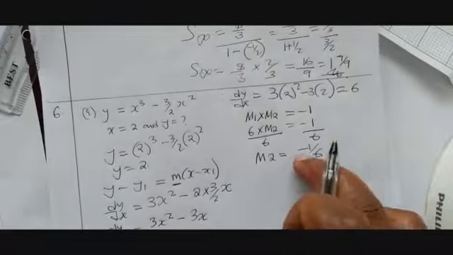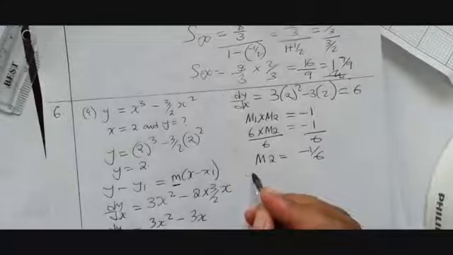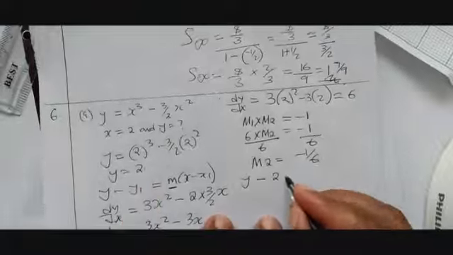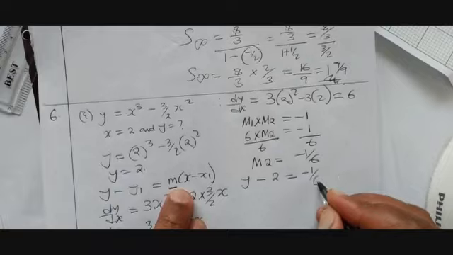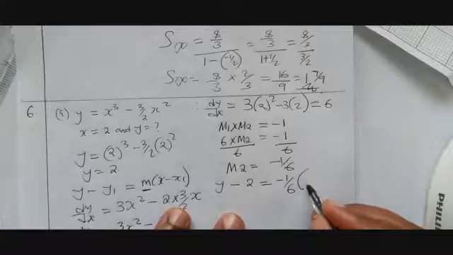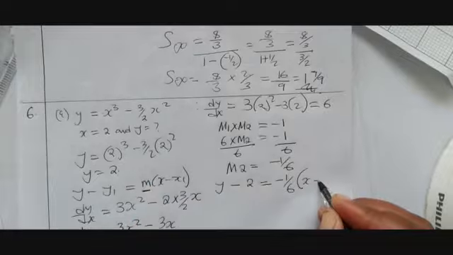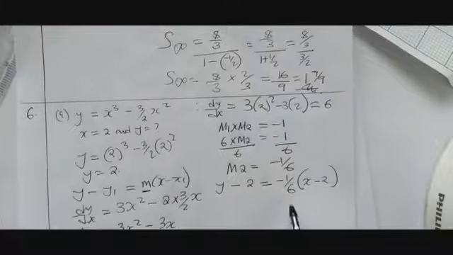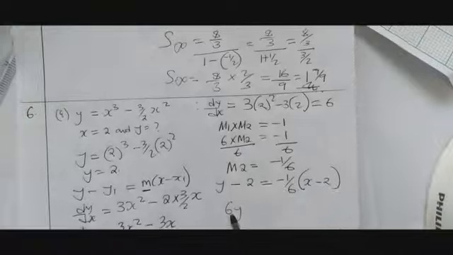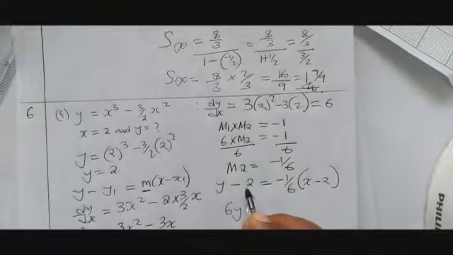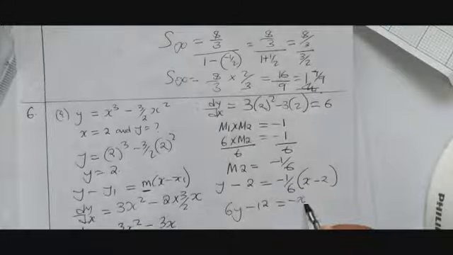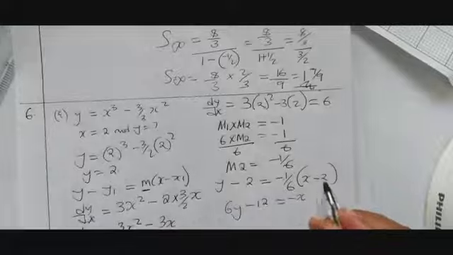Now that we have the gradient of the normal, we are going to use this. We'll say y minus y1, which is 2, is equal to the gradient, negative 1 over 6, open the bracket, x minus x1, where x1 is 2. When there's a fraction, just multiply the fraction by what is here. So 6 times y, 6y. 6 times negative 2, negative 12, is equal to negative 1 times x, negative x. Negative 1 times negative 2, positive 2.